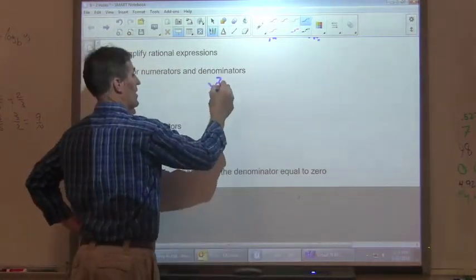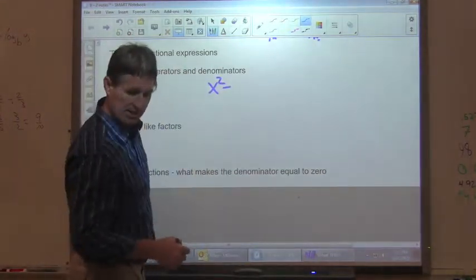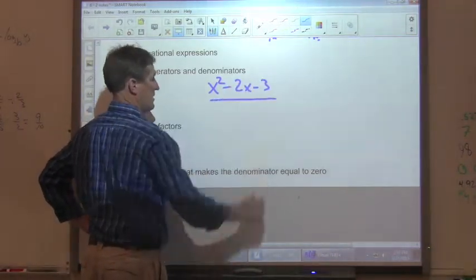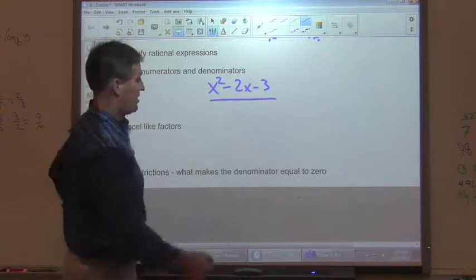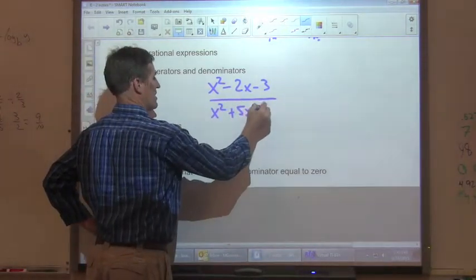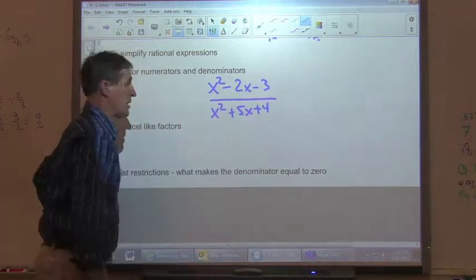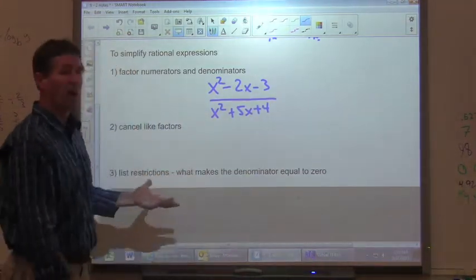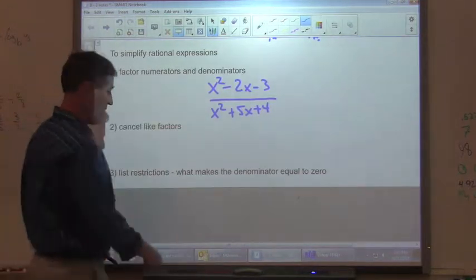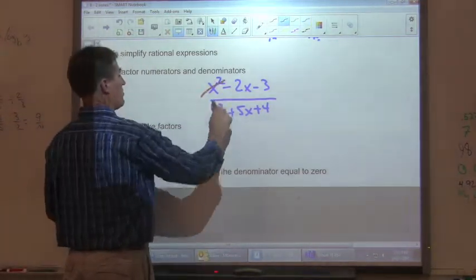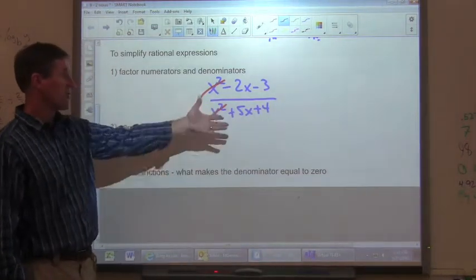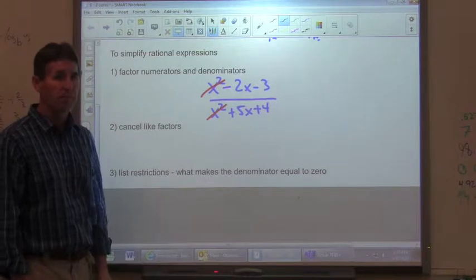Let's take (x squared minus 2x minus 3) over (x squared plus 5x plus 4). Now I will tell you the first thing that I often see people do is they say, well, I've got an x squared on top and an x squared on the bottom, and they just cancel those out. And they get negative 2x minus 3 over 5x plus 4.